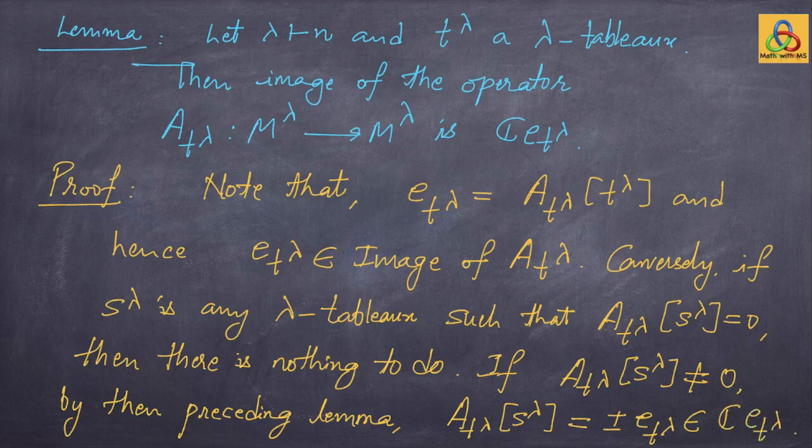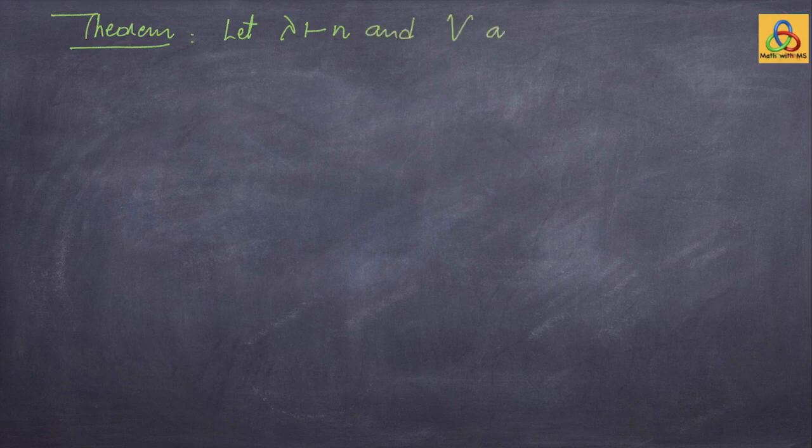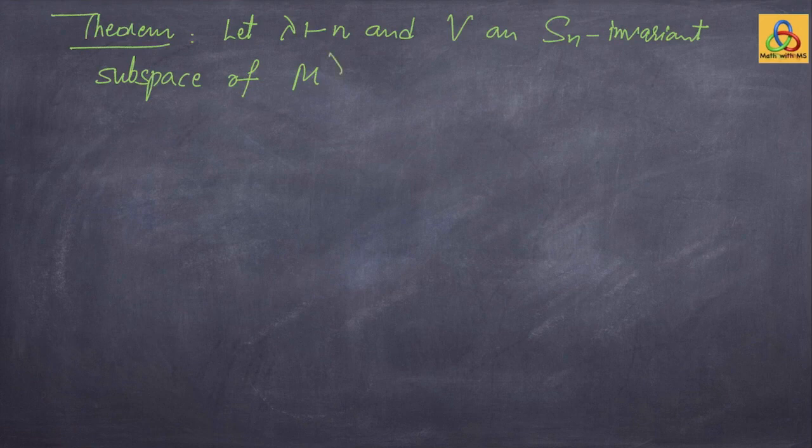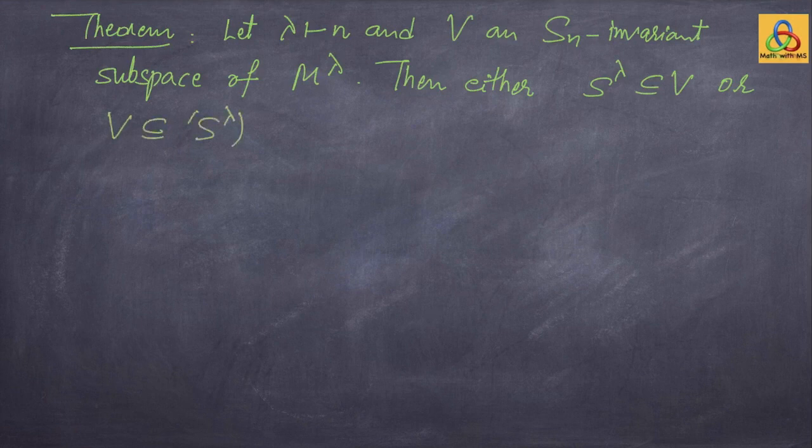This completes the proof of the lemma. Our next result is the following theorem. Let lambda be a partition of n and V an Sn invariant subspace of the representation space M lambda of Sn. Then either S lambda is a subspace of V or V is a subspace of S lambda perp, the orthogonal complement of S lambda.